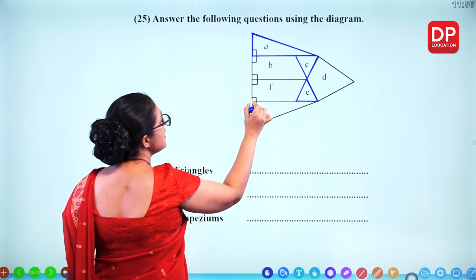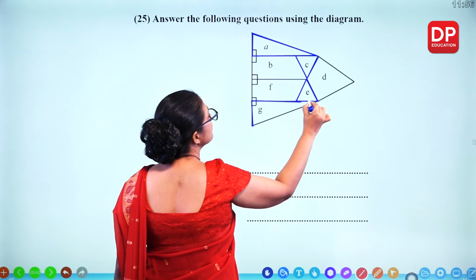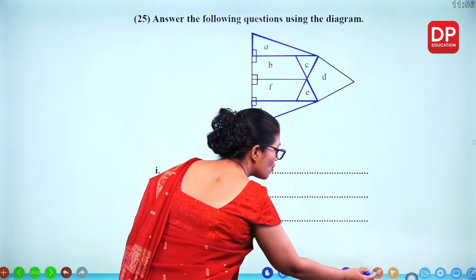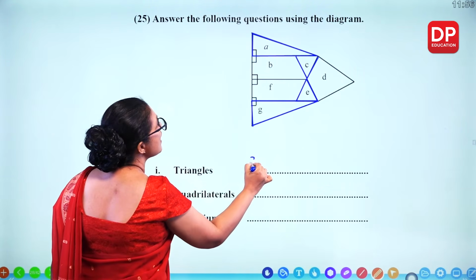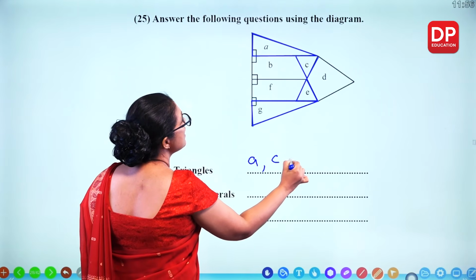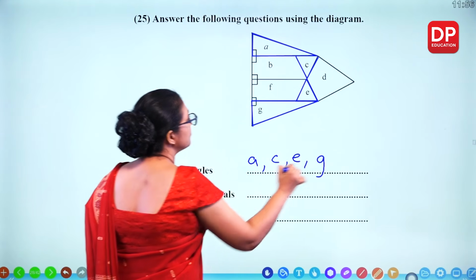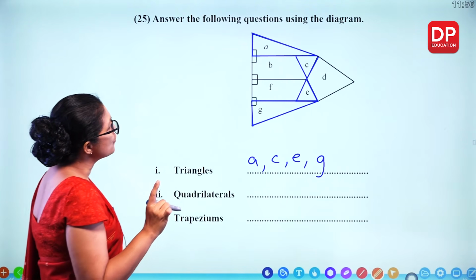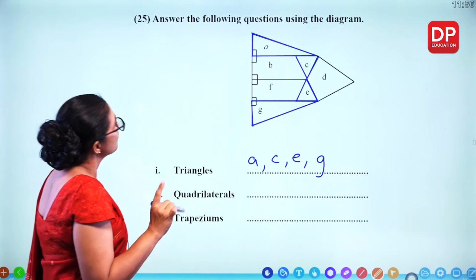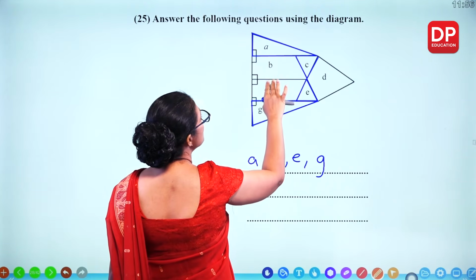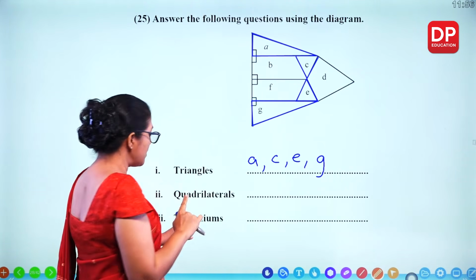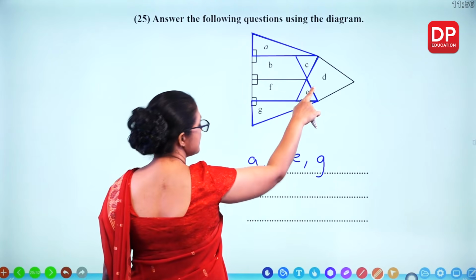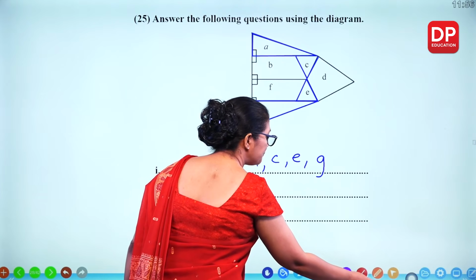A, C, E, and here G. So those are triangles: A, C, E, G. What are quadrilaterals? Bounded by 4 straight lines. You can give F and B as well, but we need to identify trapeziums as well. So we'll keep those, and I can say this one.